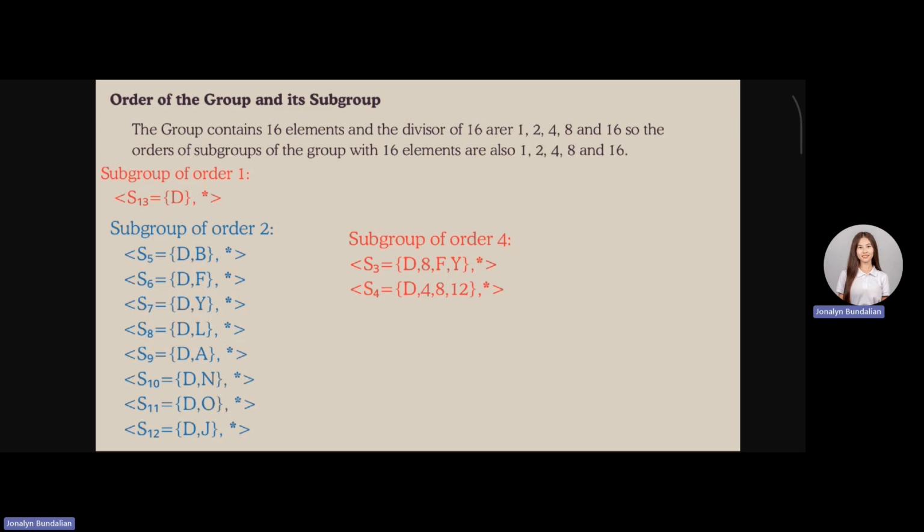And for the other subgroup of order 4, it is equal to {D, 4, 8, and 12}. And for the subgroup of order number 16, S is equal to {D, 2, 4, 6, 8, 10, 12, 14, O, J, A, L, Y, F, and D}.